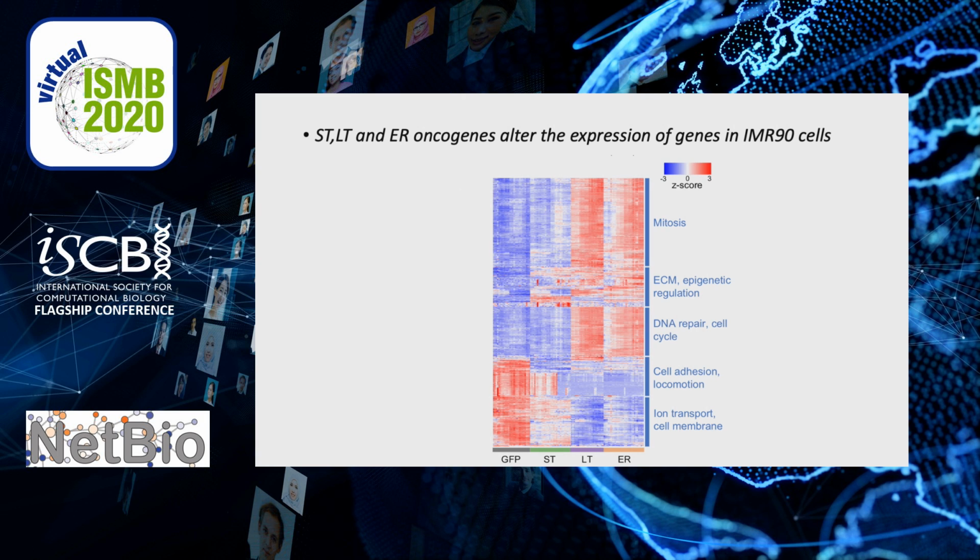As we can see from the heat map, comparing each oncogene-expressing cell line against the GFP cells at the same time point, genes are differentially expressed in ST, LT, and ER groups. Clustering the genes reveals that LT and ER upregulate the expression of cell cycle-related genes. Both ST and LT alter the expression of neuroendocrine markers, developmental regulators, cell motility genes, and EMT pathway members.